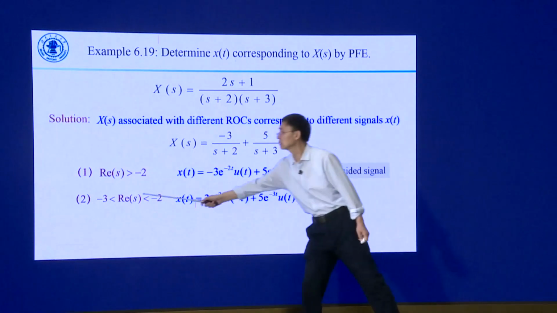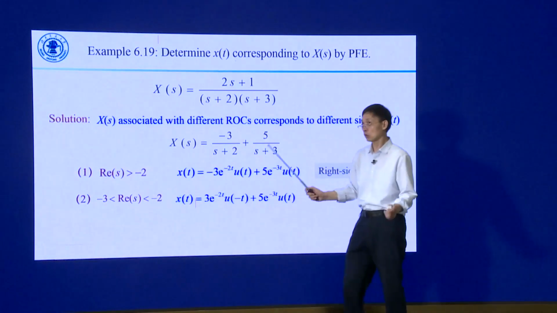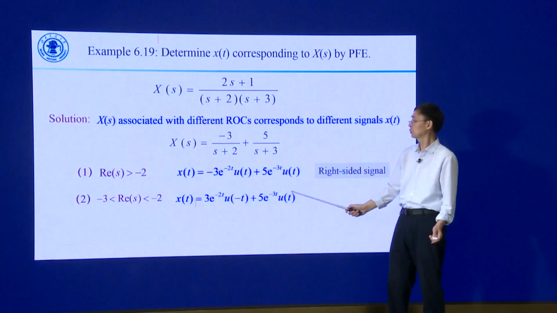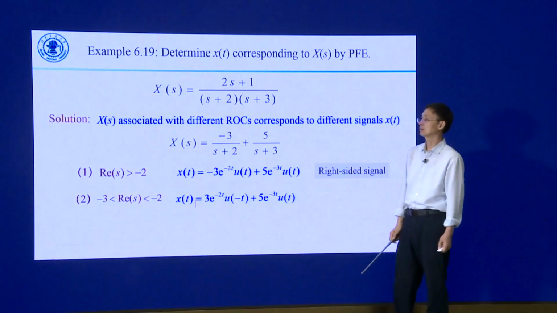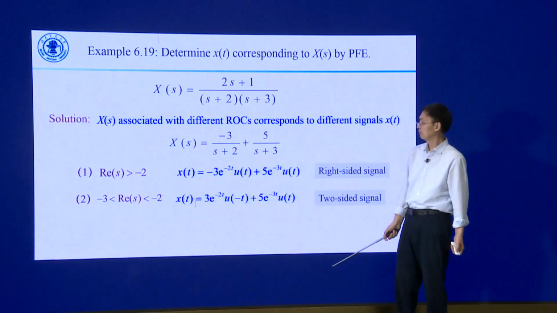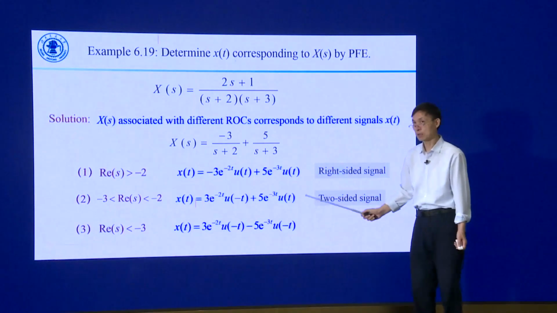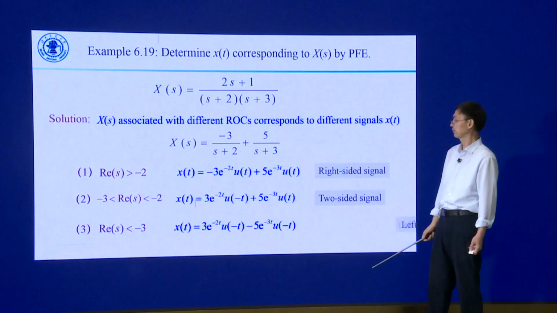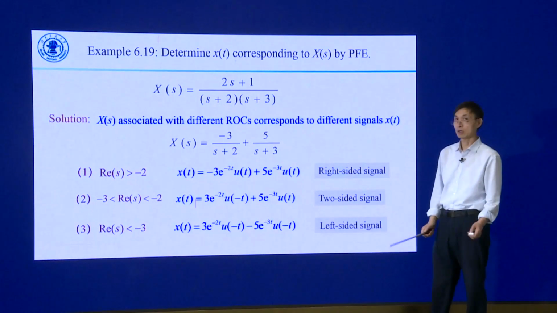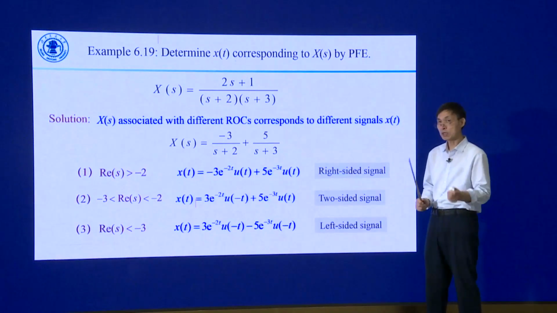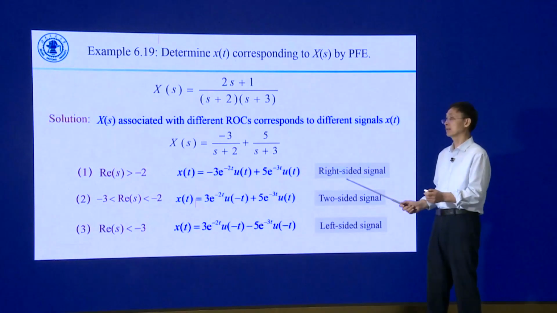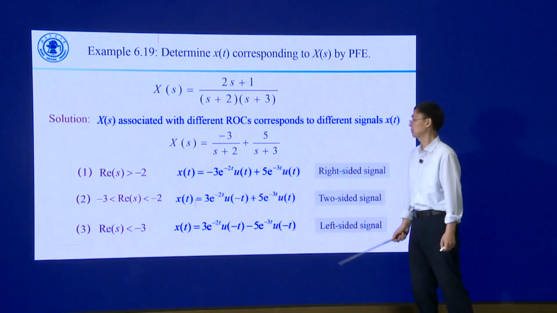For this region, it corresponds to a right-sided signal. For this region, the signal should be a left-sided signal. So according to the region, we can find the signal type.